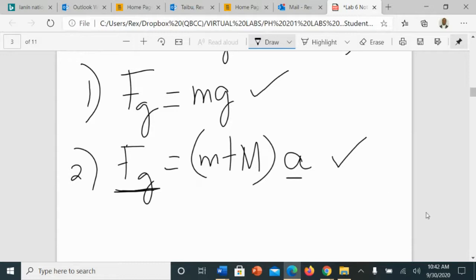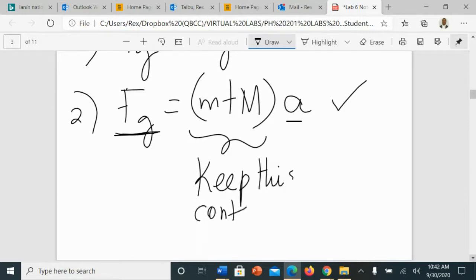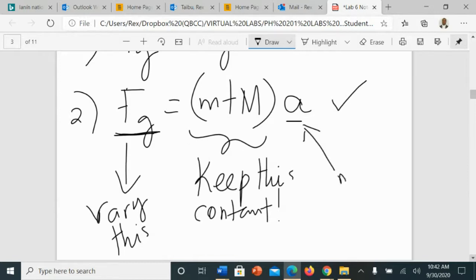But we should keep this one constant. So our idea, experiment-wise, we want to keep this constant throughout the experiment. Vary this. So we are going to vary this. Change the gravitational pull downward and then observe this. Measure or observe this.